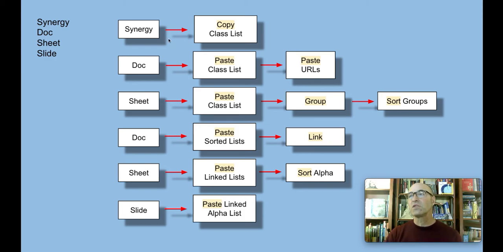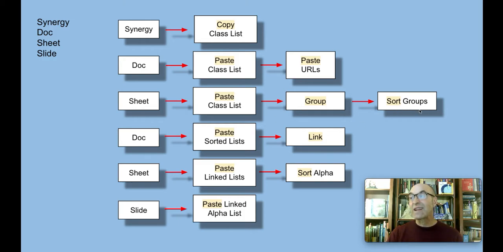First, I need to go to Synergy, and I need to get a class list that is my alphabetical list. I'm going to paste that into a document, and I'm also going to go to my extension and get the URLs for the rooms. I'm going to set up a Google Sheet, and I'm going to paste my class list from the doc to the sheet. I found I can't go from Synergy straight to the sheet because there are some formatting issues. So if I copy it first to the document and then to the sheet, I can get a class list in the cells. I then assign groups, and then I sort into those groups.